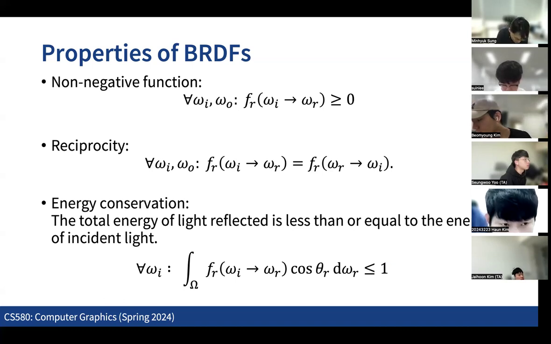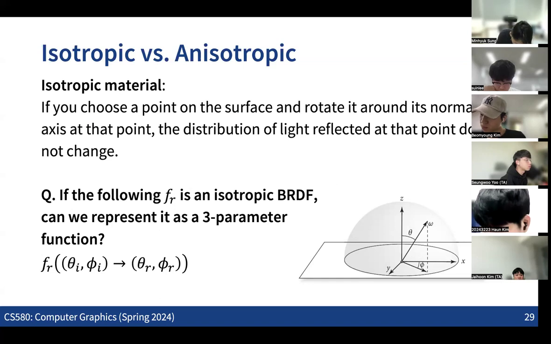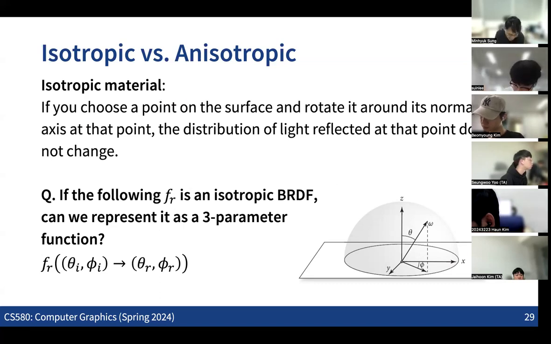So these are the main properties for the BRDF. Another property that we can think about is whether the BRDF is isotropic or anisotropic. In many cases, for some papers, for some paint, we are seeing some isotropic material. The isotropic material is defined in this way: if you choose a point on the surface and rotate the surface around its normal axis at the point, then the distribution of the light reflected at the point does not change.